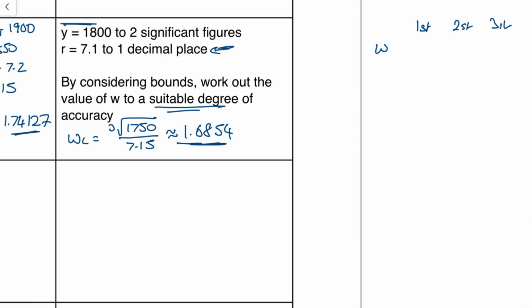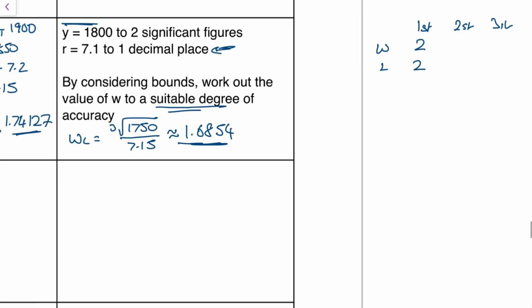To 1 sig fig, the upper bound is 2, and the lower bound is going to be 2 as well. 1.68 to the nearest sig fig is 2. To 2 sig fig, it's 1.7 lower and 1.7 higher. So far, so good. These numbers are the same.